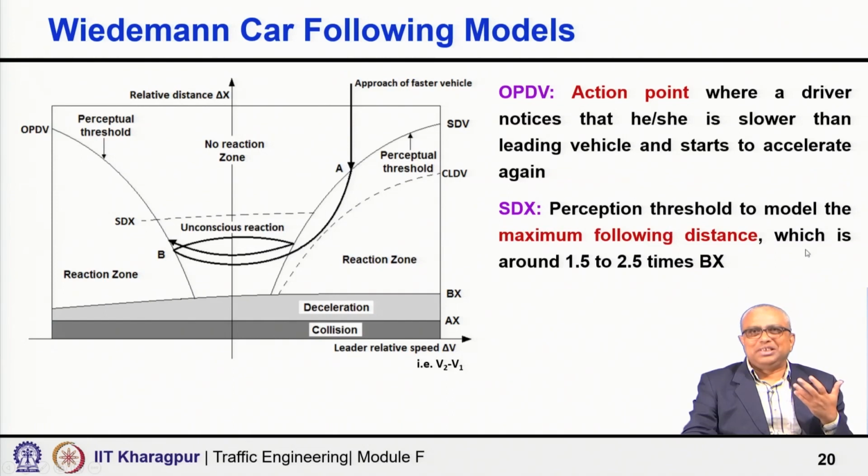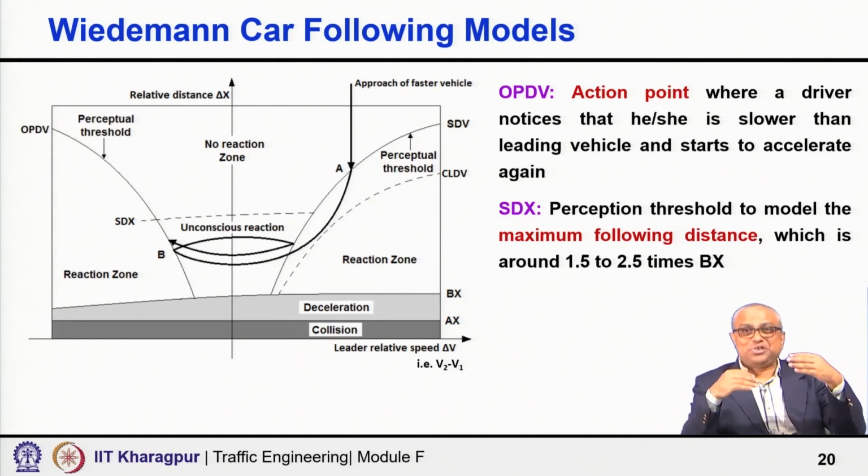So, generally the perception threshold to model the maximum following distance is 1.5 to 2.5 times of this Bx. So, you have a margin now, right. Consciously you do not want to decelerate or accelerate, you are happy. See, the threshold has a higher threshold and then a lower threshold. When you have gone below this, then you apply deceleration immediately. When you are in this range, conscious reaction is not there.